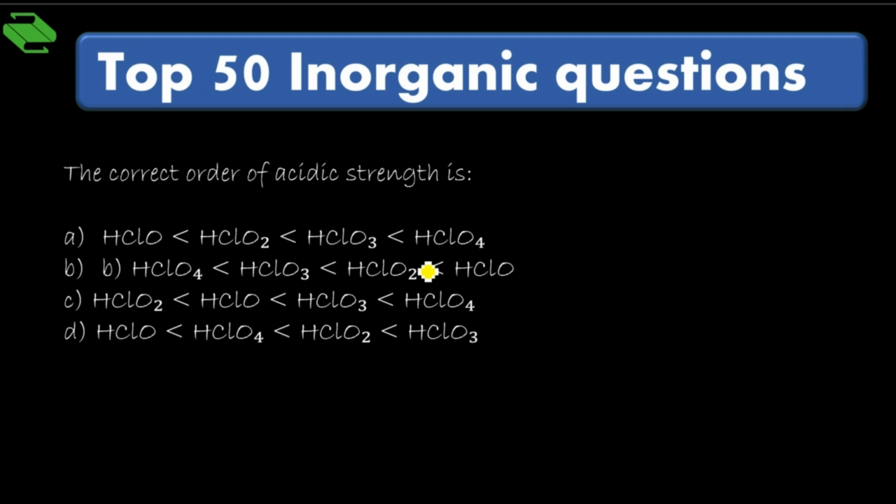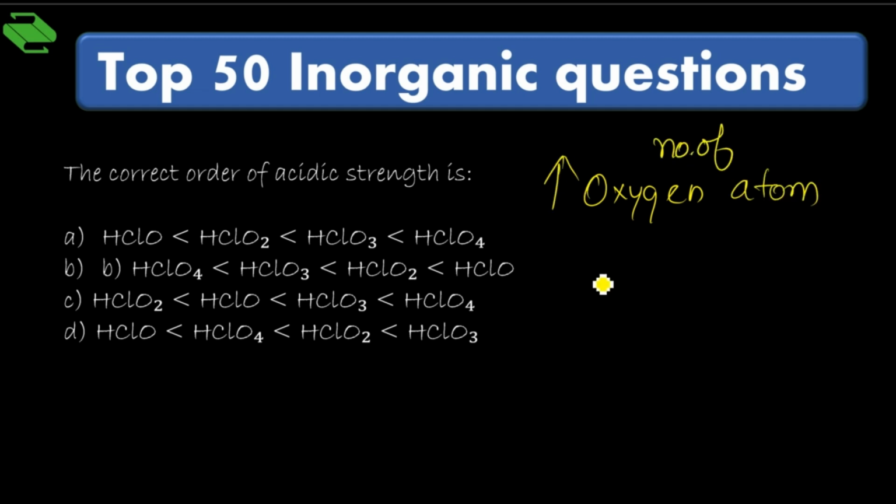Then, correct order of acidic strength. Here I'm having HClO, HClO2, HClO3. So check for the oxidation state. As the number of oxygen atoms increases, the OH bond becomes weaker, right? So that H plus donation will be easier. The more the number of oxygen atoms, the weaker the bond, and H plus donation is easier. So the answer to this question becomes HClO, then comes HClO2, then HClO3 and HClO4.